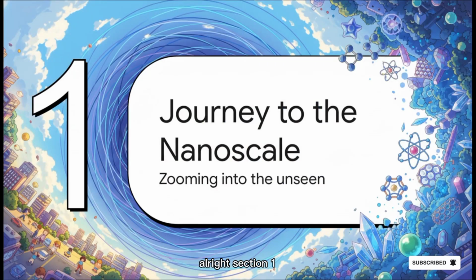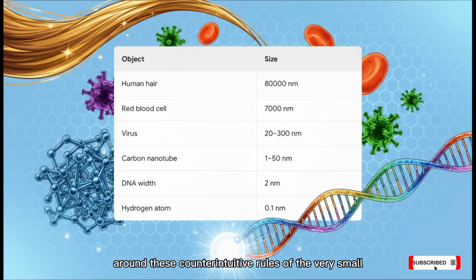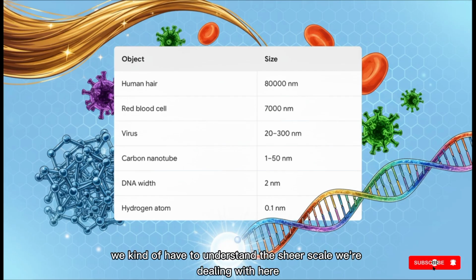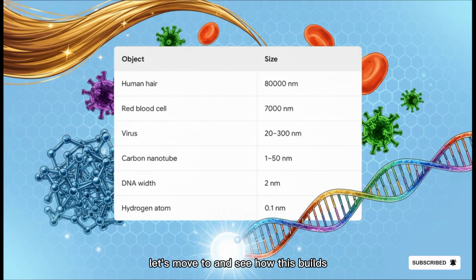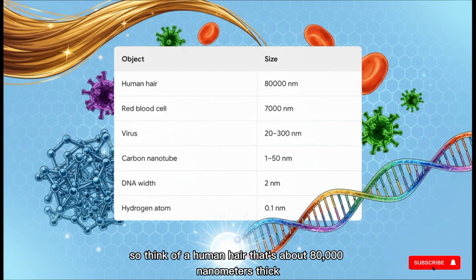All right, Section 1, Journey to the Nanoscale, zooming in from the familiar to the invisible. To really wrap our heads around these counterintuitive rules of the very small, we kind of have to understand the sheer scale we're dealing with here. Let's see how this builds. So think of a human hair. That's about 80,000 nanometers thick.